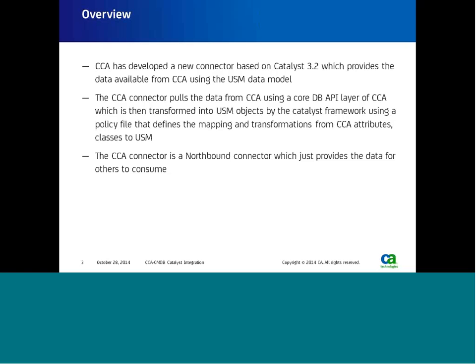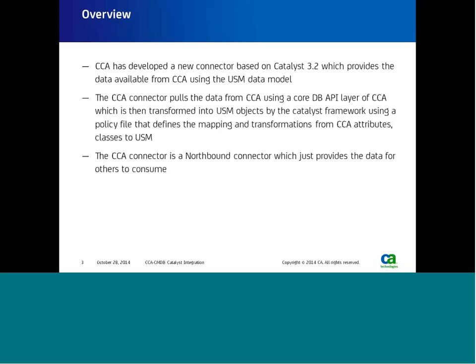It will then be transformed to USM objects by the Catalyst framework using a policy file. For example, in CCA, anything I discover in the network is called a server. In USM terminology, a server is equivalent to a computer system. Whatever installed software is discovered in CCA is a component. In the same way, in the USM world, it is called provisioning software. This transformation is done through a policy file.